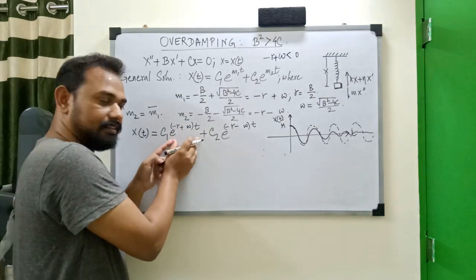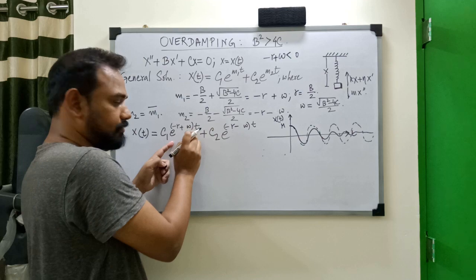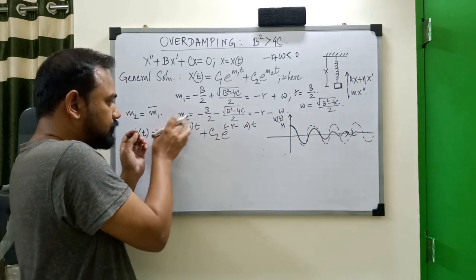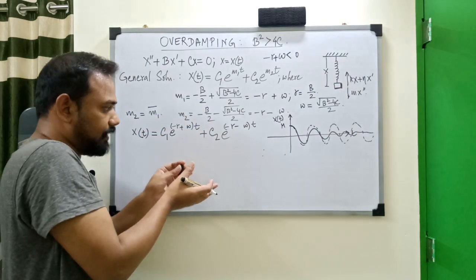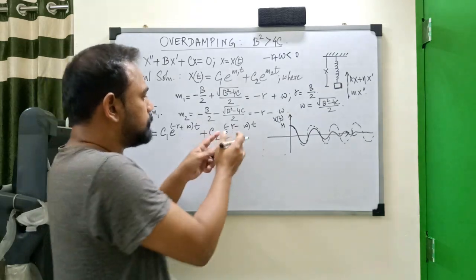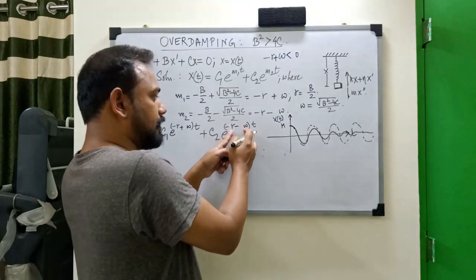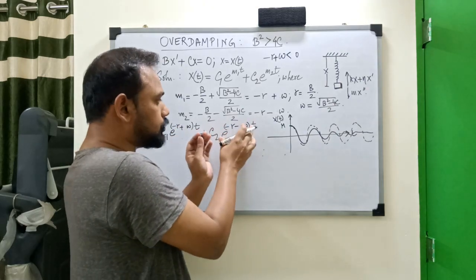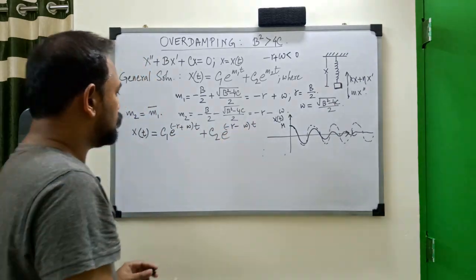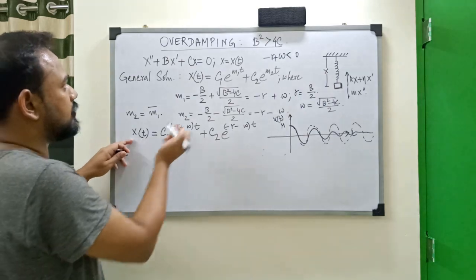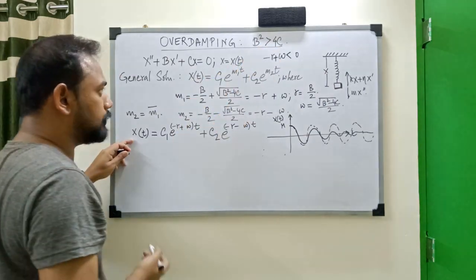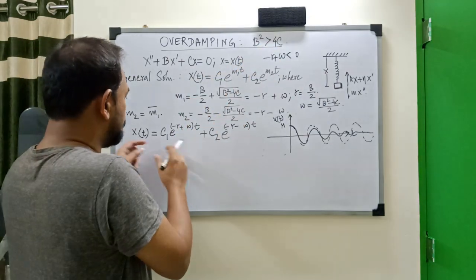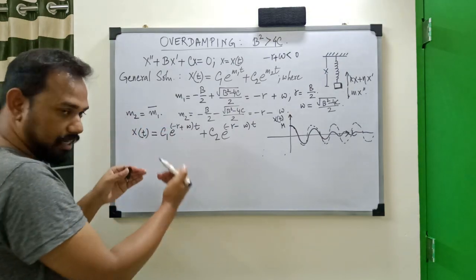So it's a decay. As time goes on, this function is going to fall. It's a decaying term. Similarly, this is negative because both r and omega are positive. So this is negative all through, so this is also a decaying term. So in the case when b squared is more than 4c, the function is a decaying function.